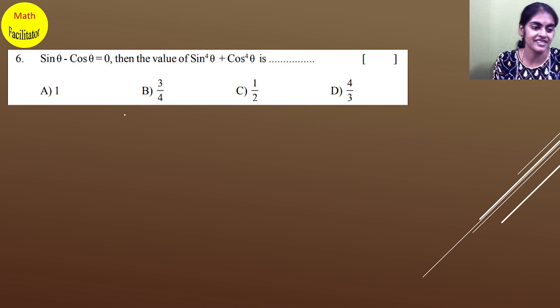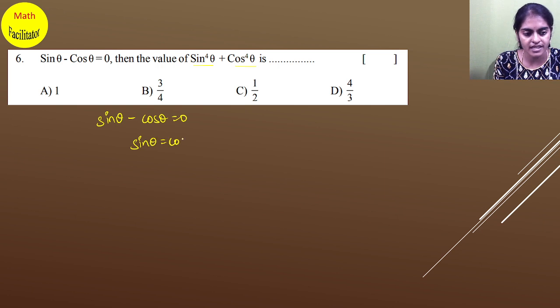See the question which I told you, got it here. Sin theta minus cos theta equal to 0. You have to find the value of sin power 4 theta plus cos power 4 theta. Can I write sin theta equal to cos theta, transposing cos theta to the other side? Now for which value of theta are sin and cos equal?